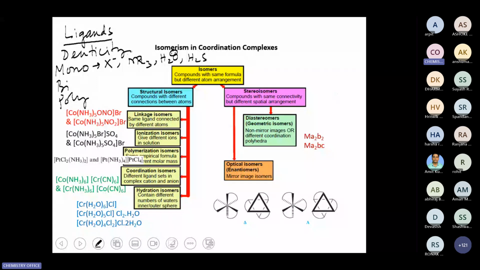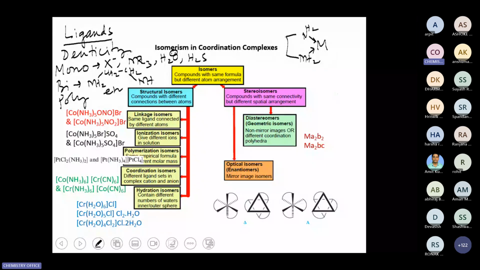But when we talk about bidentate ligands, there is more than one donor atom. The best examples are some groups of organic molecules, such as NH2CH2CH2NH2. This is a famous ligand called ethylene diamine, abbreviated as en. This molecule can donate to a metal ion from two sides, the NH2 and NH2 ends. So they can form bonds in this way, and that's why they are called bidentate.